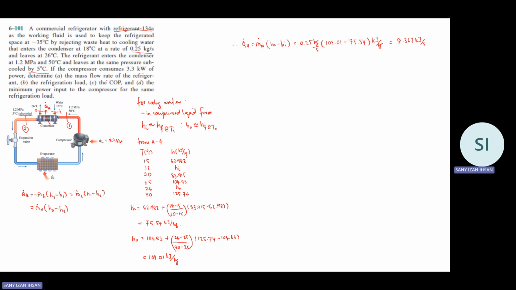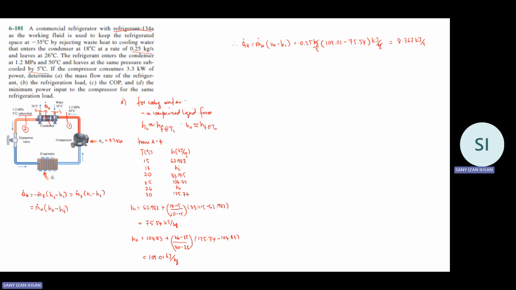But the question part A is actually to get the mass flow. This is part A, and we have that value. Now we can relate with m dot R, but we need to also find H1 and H2. Now we have to go to refrigerant 134A.